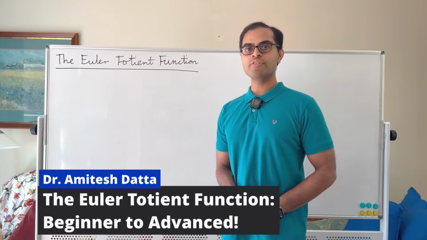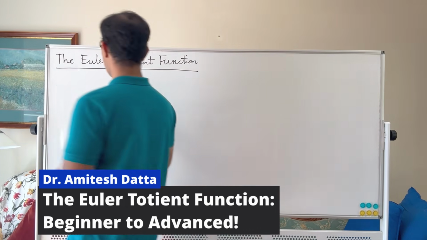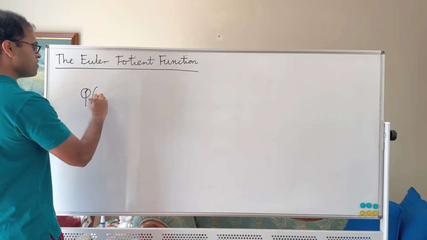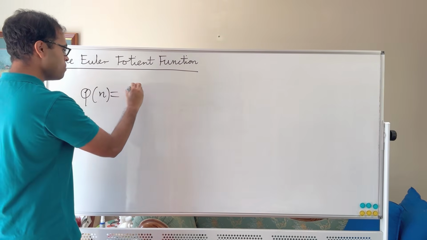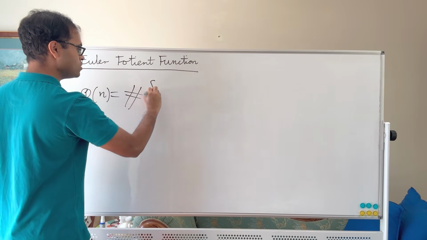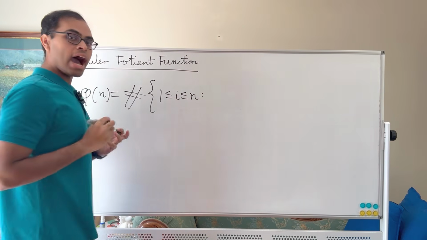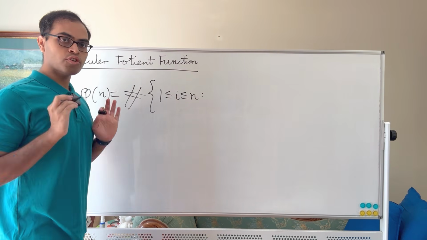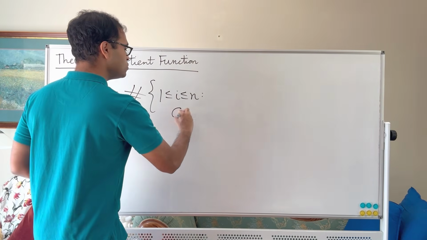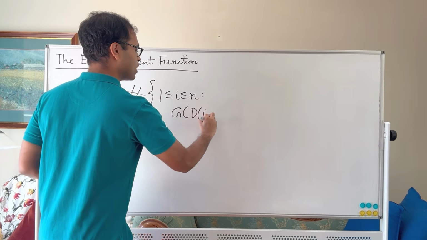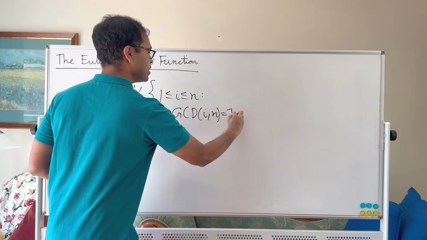The Euler Totient function phi is defined as follows. If n is a positive integer, phi of n is equal to the number of integers i, with 1 less than or equal to i less than or equal to n, such that i and n are relatively prime. So the greatest common divisor of i and n is equal to 1. That's what it means to say i and n are relatively prime.